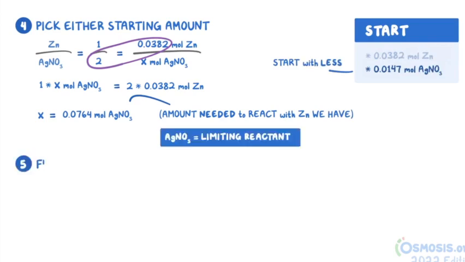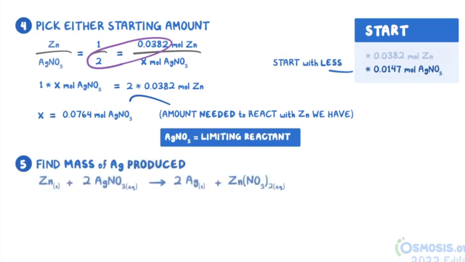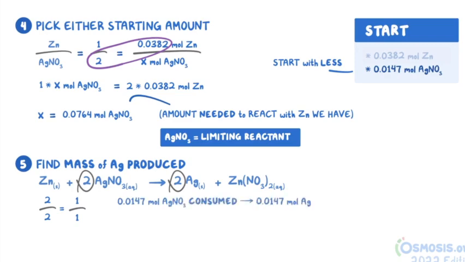We're now ready to figure out the mass of silver that our reaction produces. Based on the chemical reaction equation, 2 moles of silver are produced for every 2 moles of silver nitrate consumed. Since silver nitrate is our limiting reactant, we know that all of it is consumed, all 0.0147 moles. And since the mole ratio is 2 to 2, that means that 0.0147 moles of silver must be produced by our reaction.